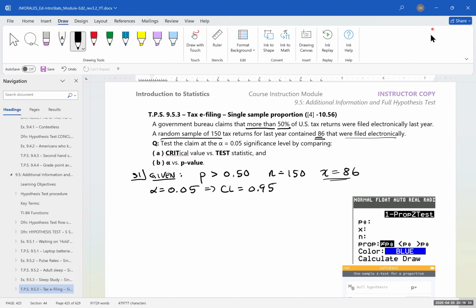Now, if we were to calculate the proportion from our sample, that would be the number of successes over the sample size, which would be 86 over 150. And that comes out to 0.573 repeating. So in our sample, we had about 57.3% of people filing electronic tax returns. And we're looking to see whether it was significantly greater than 50%. So that's what we're going to be looking for.